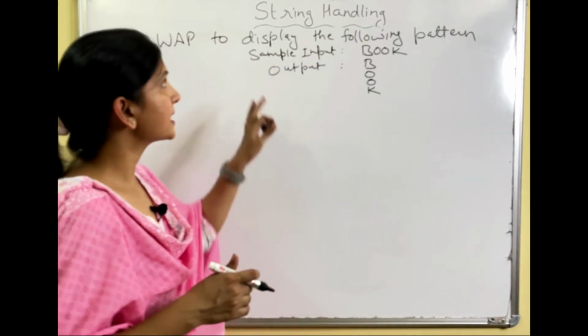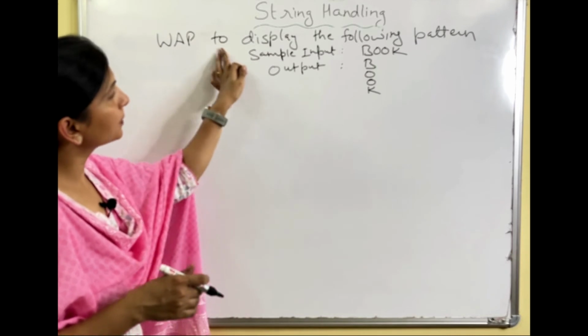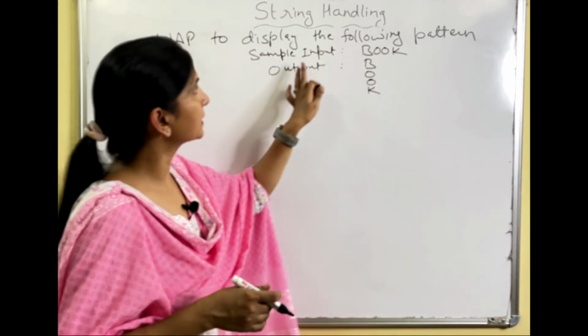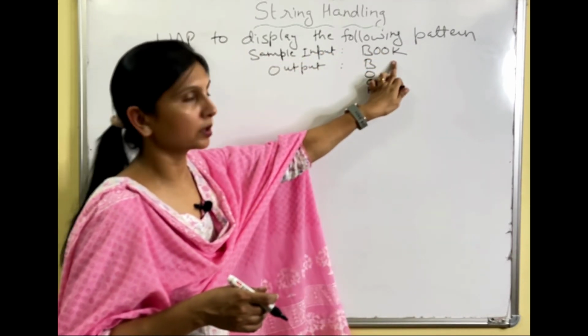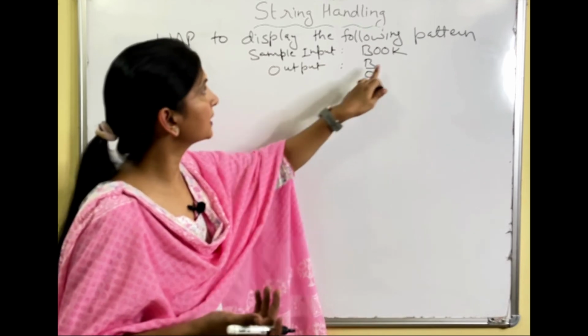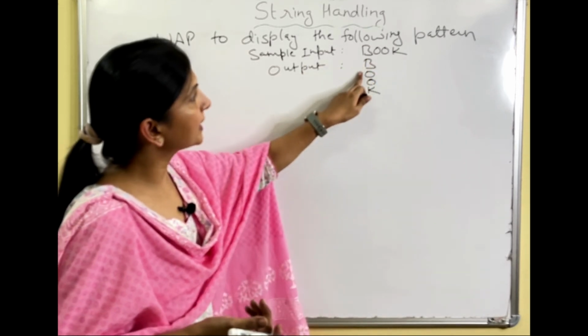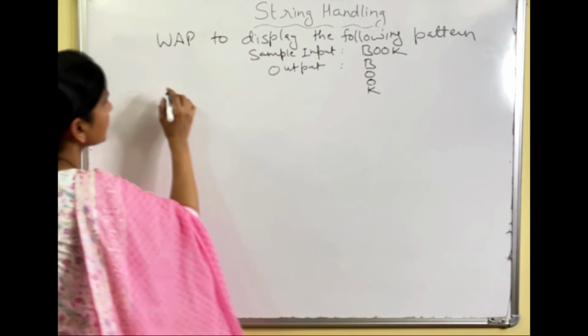So let's see a small program. Write a program to display the following pattern. If the sample input is book, book is a string, it's a word. So the output should be like this. Fine, so let's start the program.